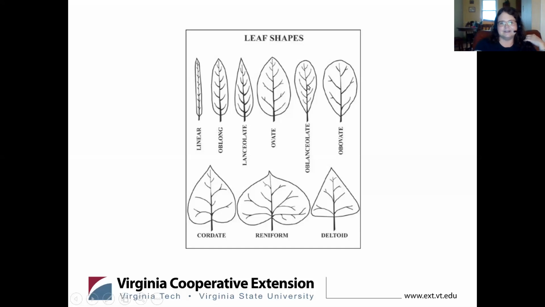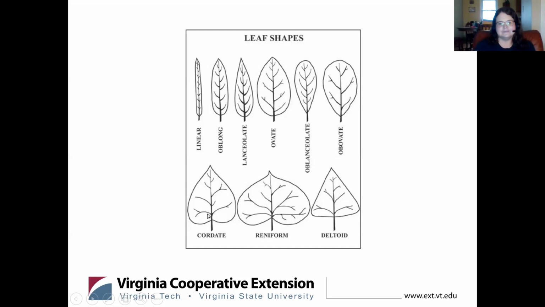Oblanceolate is just basically flip-flopped. So we see lanceolate here, and oblanceolate is flip-flopped. So the point's more towards the petiole, and the rounded part is at the tip of the leaf. Obovate, it's fatter, I guess you could say, than oblanceolate. So it's still the pointed area of the leaf is still towards the petiole. It's a little bit wider and still rounded at the tip.